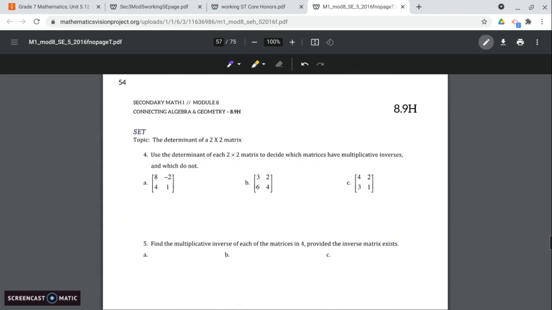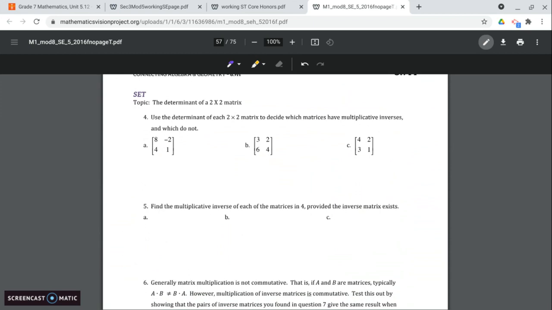All right. Now, what we are looking at here is finding the determinant of a 2 by 2 matrix. So in order to find the determinant of the 2 by 2 matrix, we can decide if they have inverses. So the determinant is taking these values, so doing AD minus BC, so multiplying that. So 8 times 1 minus 4 times negative 2.